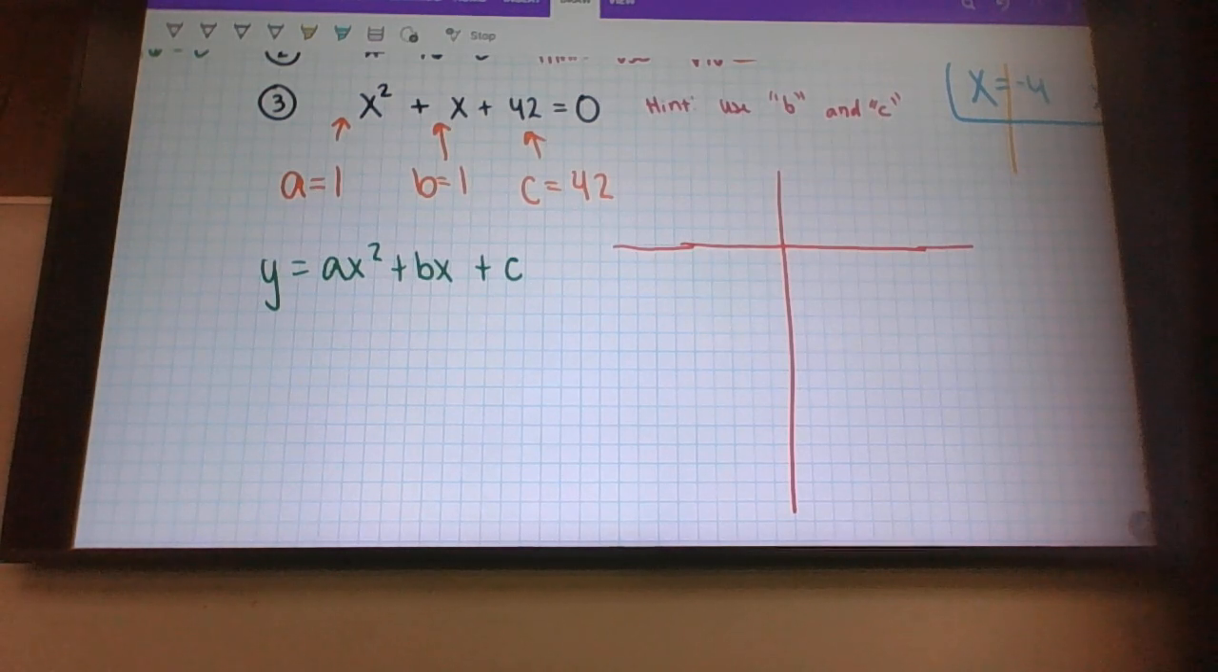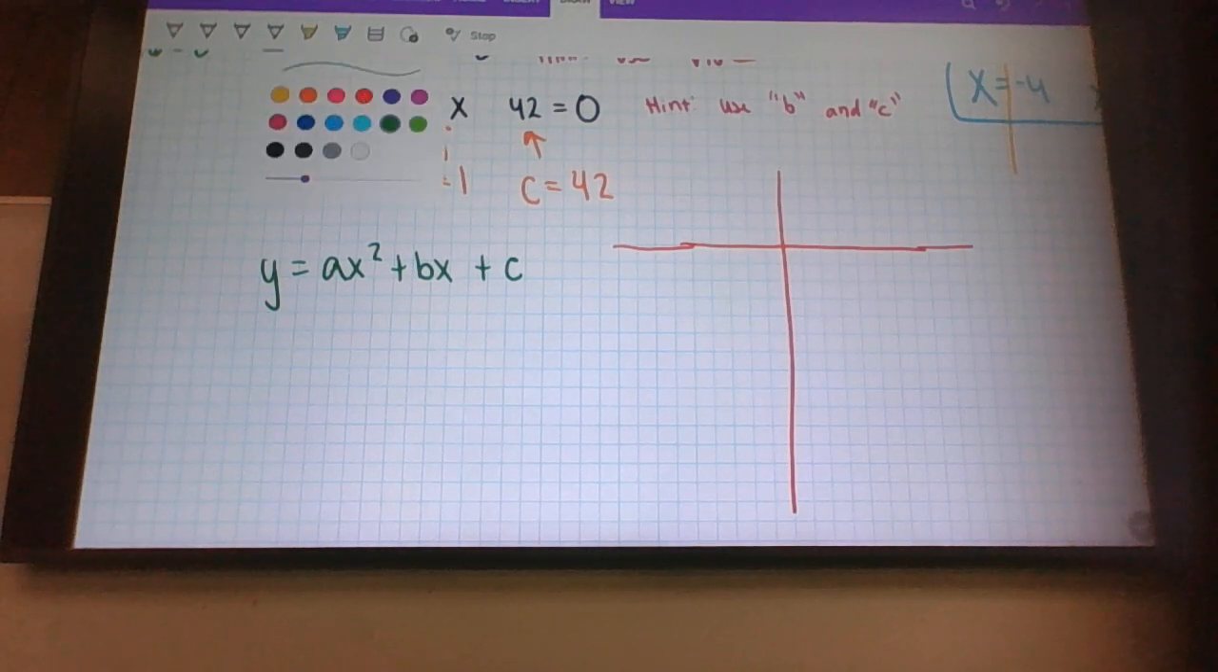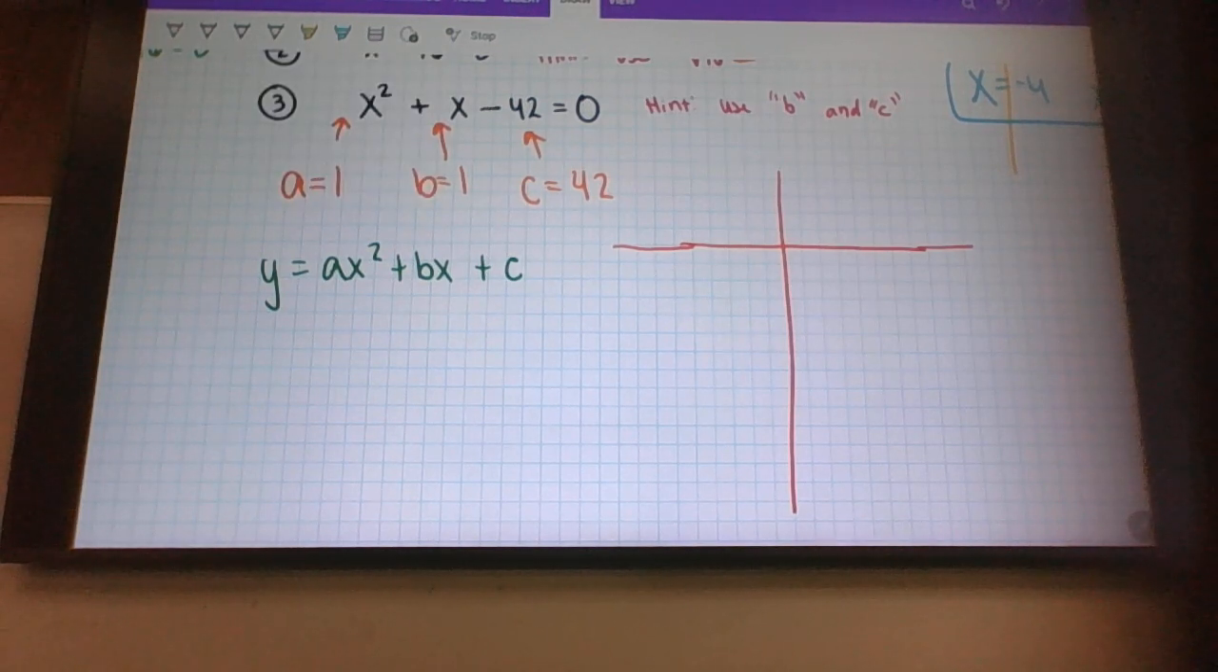Oh, you know what? This is supposed to be a minus. Can you guys, everybody change that to a minus? Make it a minus. You're right. Now it'll work. Does anybody have any idea how to make this work?